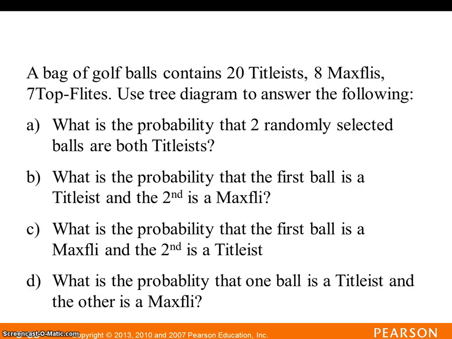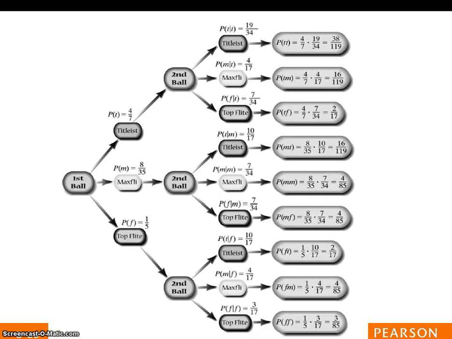What is the probability that the first ball is a Titleist and the second is a Max Fly? What is the probability that the first ball is a Max Fly and the second is a Titleist? And what is the probability that one ball is a Titleist and the other is a Max Fly? And this might help you if the multiplication rule doesn't really make sense to you. This might be another way that you could organize the information.